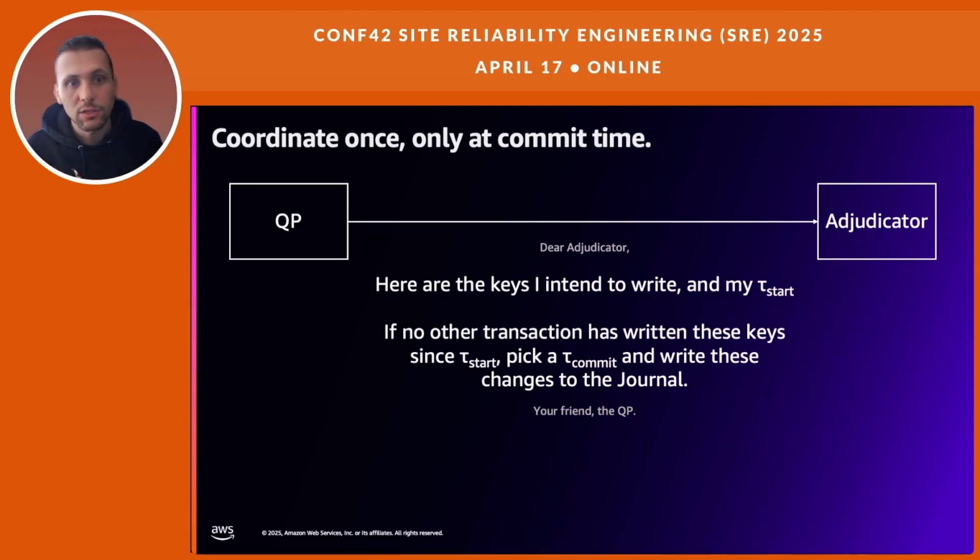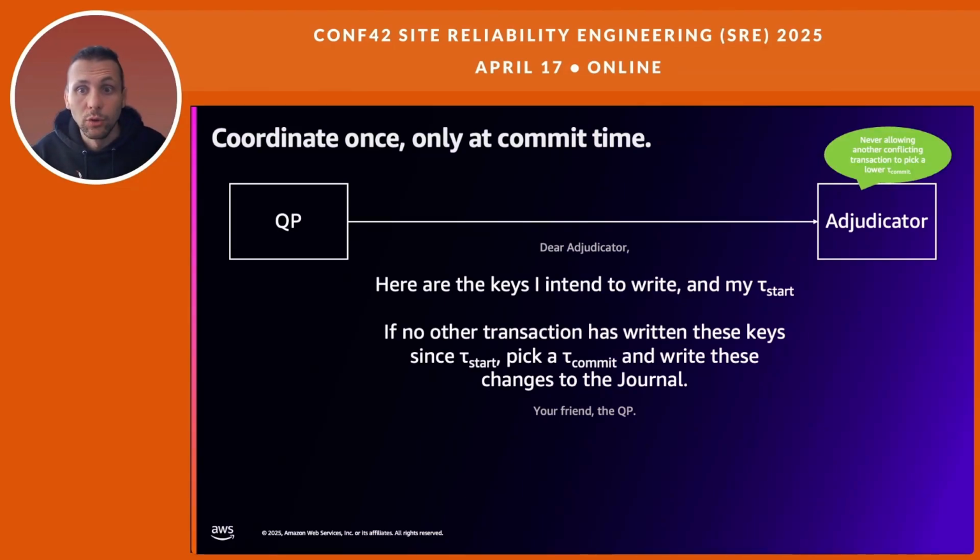Coordinate only once, at commit. So you have your query processor. Once the query processor has done all the transactions that it has been given, it sends to the adjudicator and pretty much says, dear adjudicator, here are the keys I intend to write, and here is my transaction start time. If no other transactions have written these keys since the start time of my read, pick a time for a commit and write these changes to the journal, your friend, the query processors.